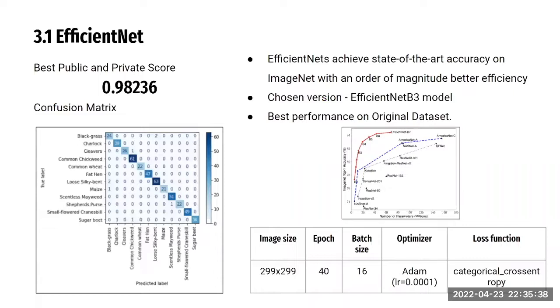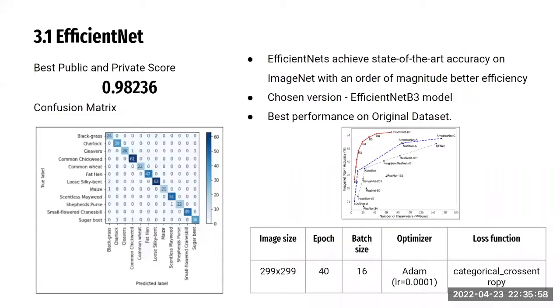And here we select a B3 variant, and it provides a good compromise between accuracy and computational resources. From the training and test, the model gave its best result on the original dataset with a score of 0.98, and the hyperparameters are shown in the image.